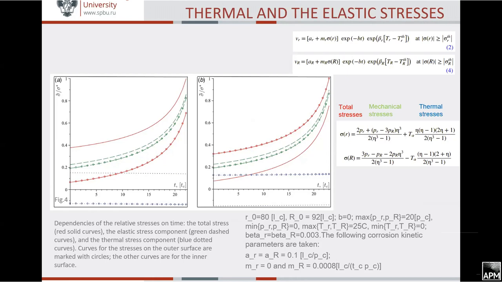This figure shows the dependencies of the relative stresses on time. We can see here the total stresses, red curves, the elastic component of stresses, green curves, and the thermal component of stresses, blue curves. We can see that the thermal stresses are almost constant through all the time. But still they have an effect, because they can have different signs, and we saw that the temperature affects the lifetime of the structure.